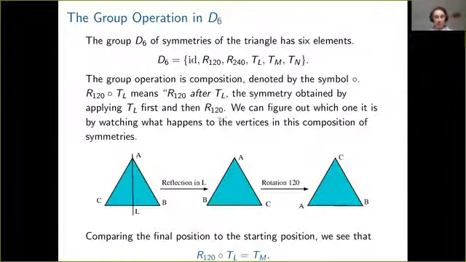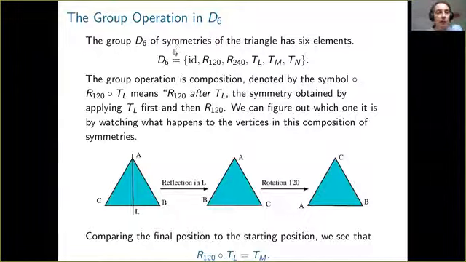So, okay, bit of lingo. D6, this capital D subscript 6, is the name that we give to this group of symmetries of the equilateral triangle. The 6 refers to the fact that there are 6 elements in the group, 6 symmetries, 3 rotations and 3 reflections. Remember, the identity counts as a rotation. And the D stands for dihedral. So the dihedral groups are groups of symmetries of regular polygons.